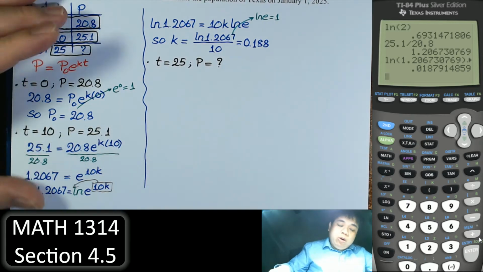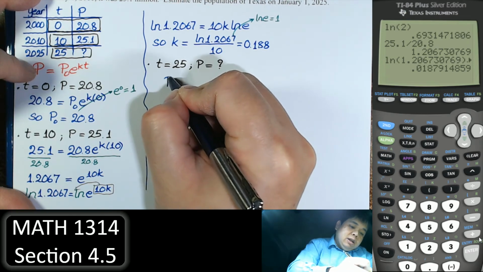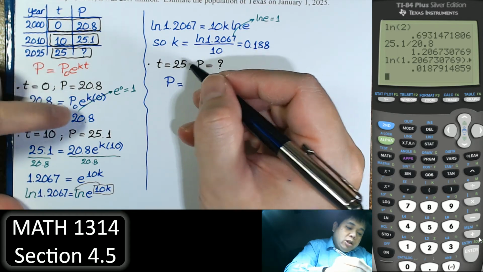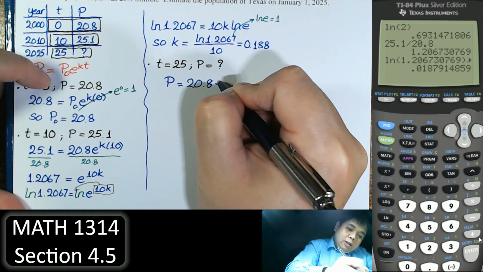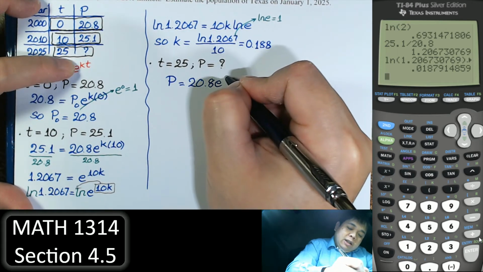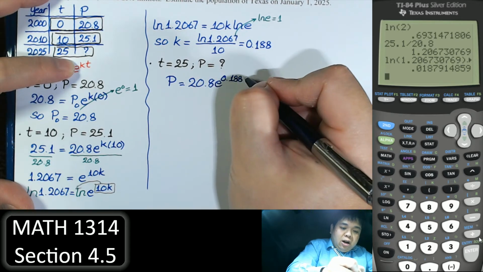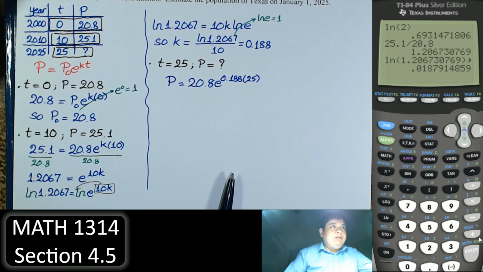Once again, we're going to put everything we know in this formula. We know everything but the population. Initial population is 20.8. K, the rate, is 0.188, and the time is going to be 25. So we just put in everything we know.